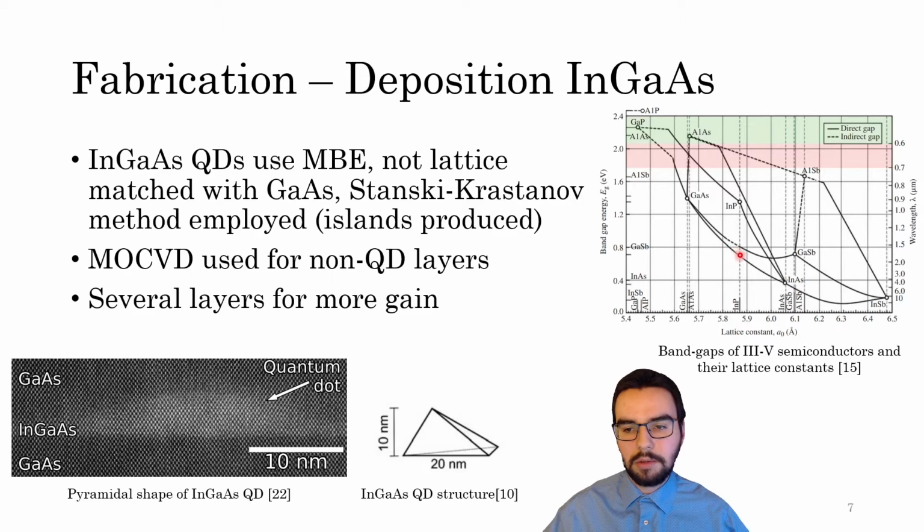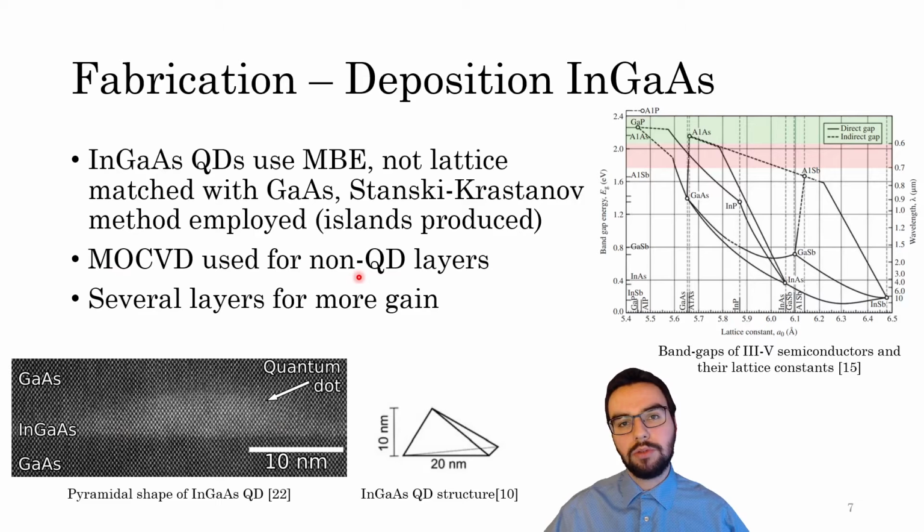Now because indium gallium arsenide and gallium arsenide are not lattice matched, it means that the Stranski-Krastanov method can be employed. Now this allows for little islands, and these are pyramidal islands, to be produced on top of the gallium arsenide. Now these indium gallium arsenide islands are quantum dots. These islands range between 20 nanometers in diameter down to 10.